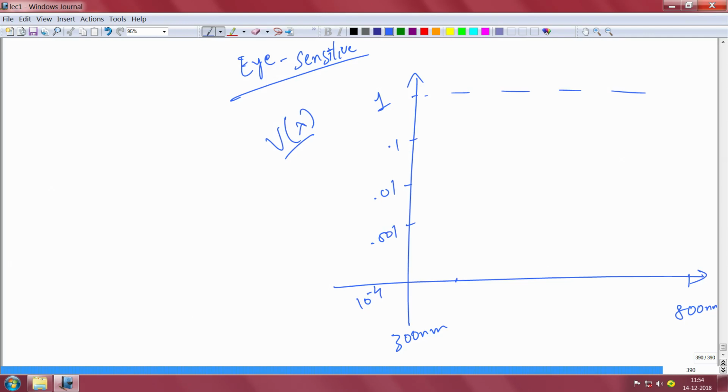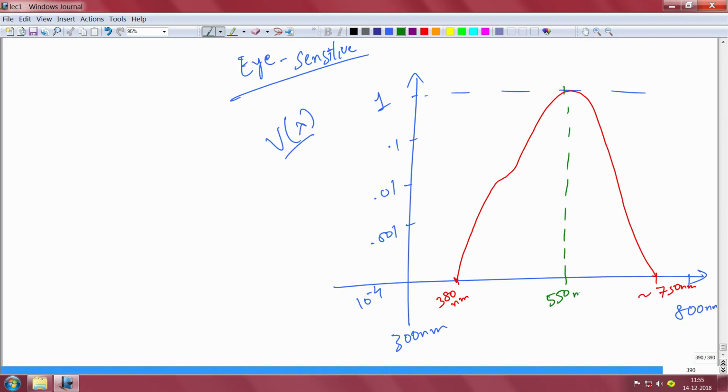The eye sensitivity function will go something like this, let me draw it again. It goes steeply up, then falls back. It falls off around 750 nanometer on one side and around 370 or 380 nanometer on the other. Your peak comes at around 550 nanometer, 555 nanometer. This is green, this is where the eye is most sensitive.